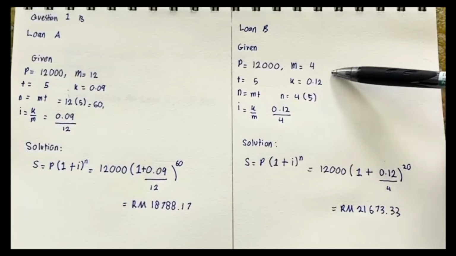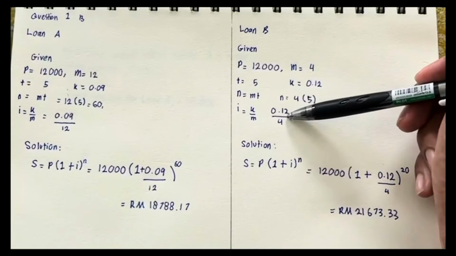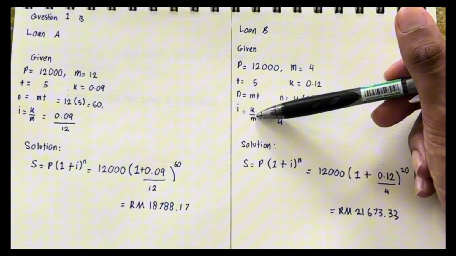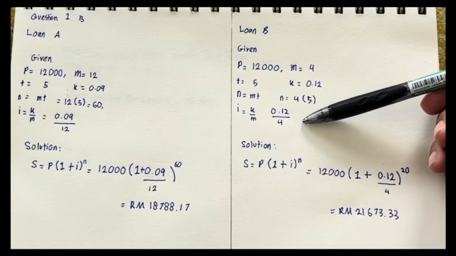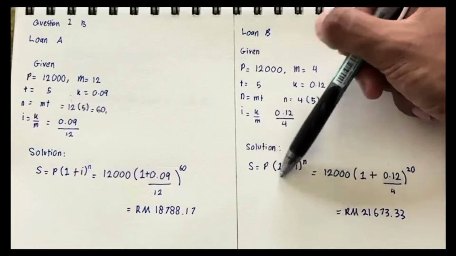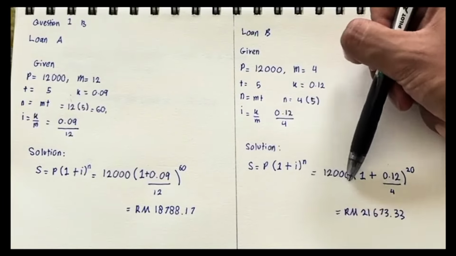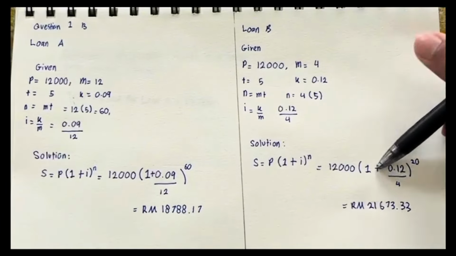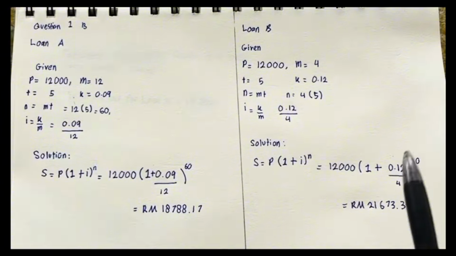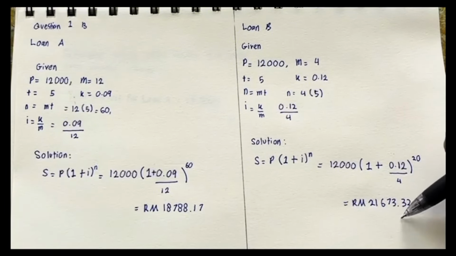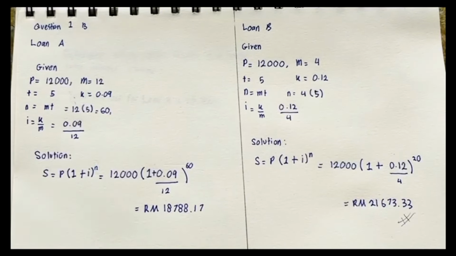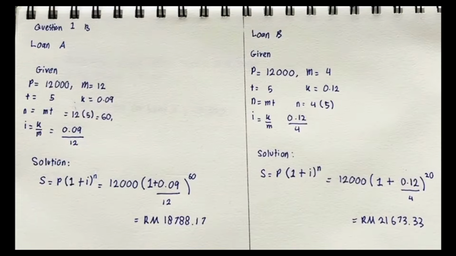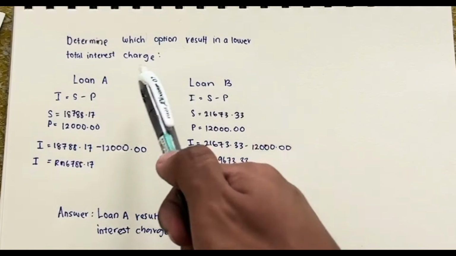So for loan B, the principal is still RM12,000, but the interest rate is 12%, compounded quarterly, so m equal to 4. The time is also 5 years, so n equal to 4 multiplied by 5 equal to 20. The interest per period is i equal to 0.12 per 4. Substitute everything into the formula. S equal to 12,000 (1 + 0.12/4)^20. The total amount for loan B is approximately RM21,673.33.